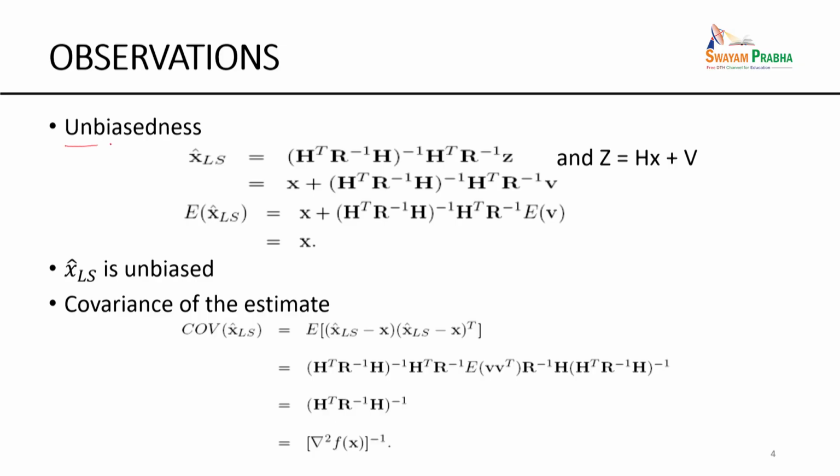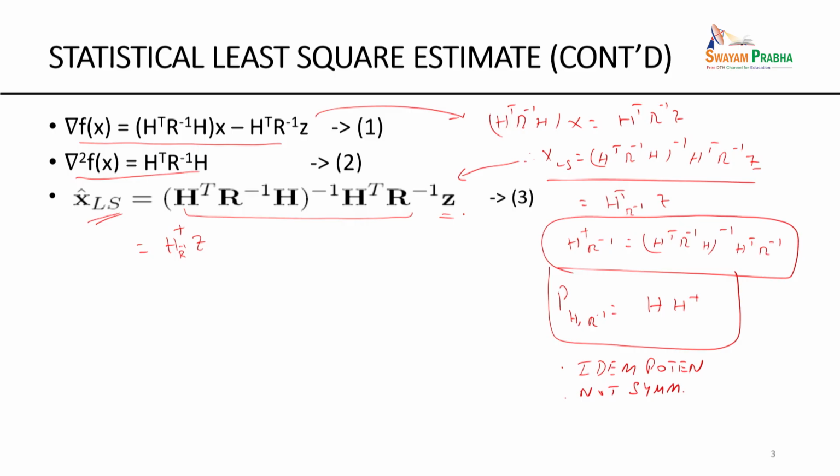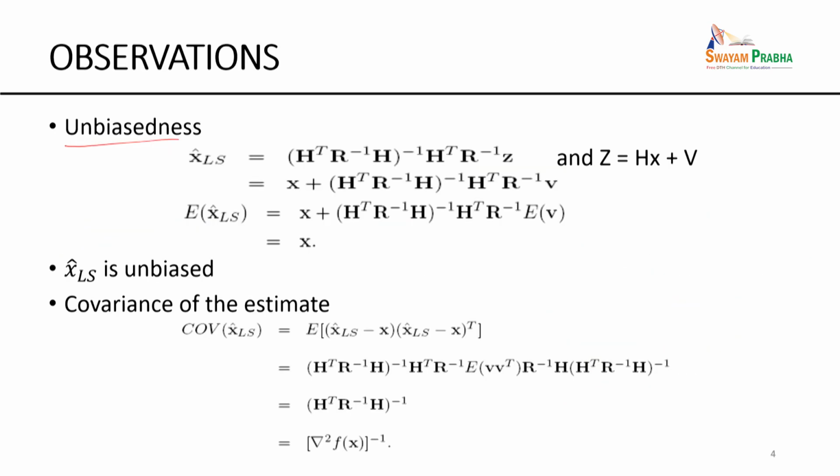Now, let's go back. x_LS is a linear function of z, and z is random. Therefore, x_LS is random. That's something new. Therefore, the estimate is also random. If the estimate is random, I now need to be able to bring this estimate under the umbrella of the statistical estimation technique. So the first thing I need to worry about is, is this estimate unbiased?